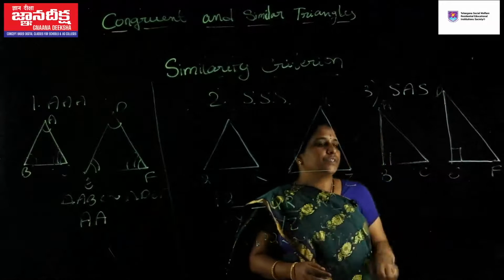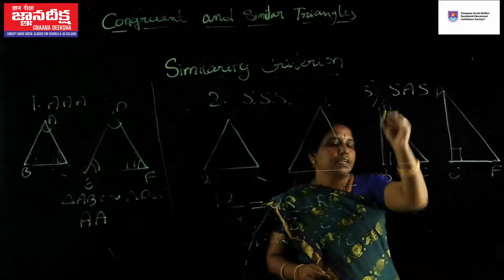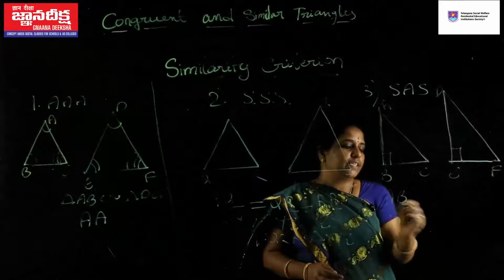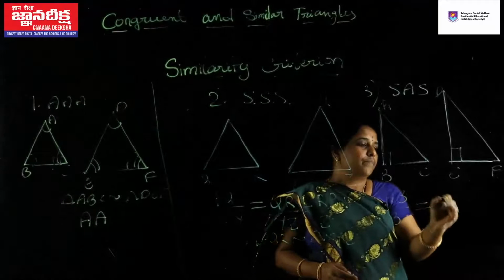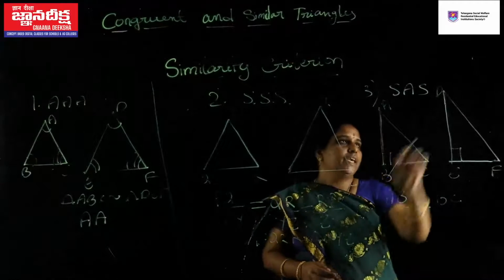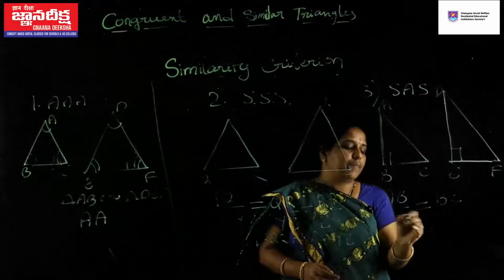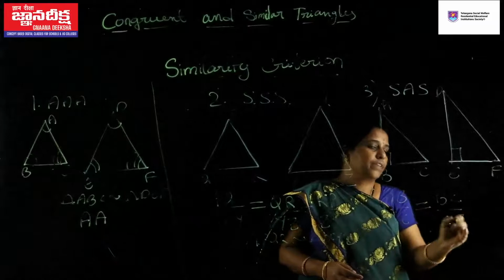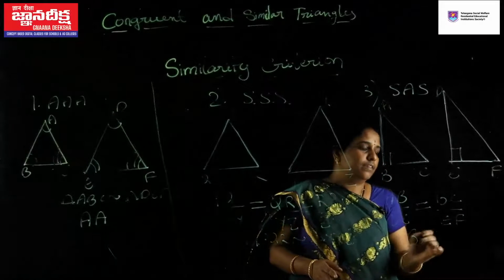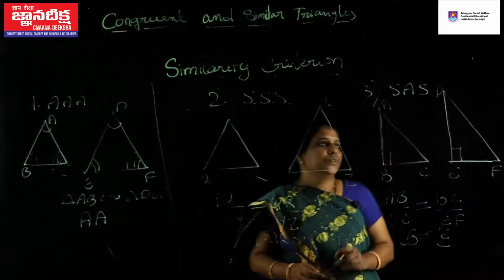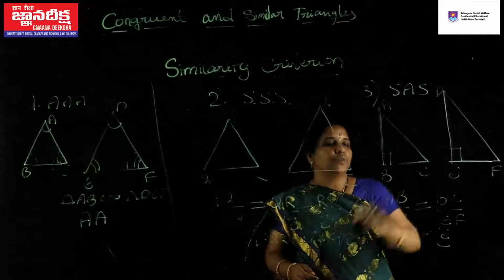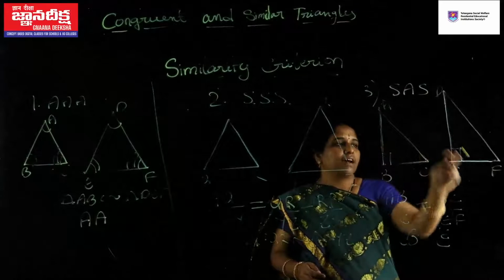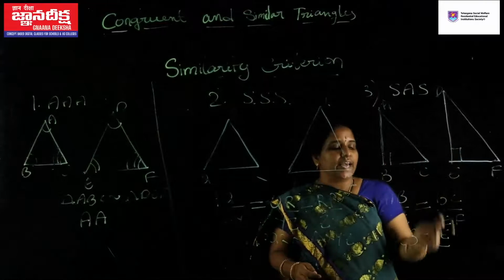So here if you observe these two triangles, let us suppose AB by DE is equal to BC by EF, and angle B is equal to angle E. Here, according to this SAS rule, two triangles are said to be similar when two sides are in proportion and the included angle is equal.